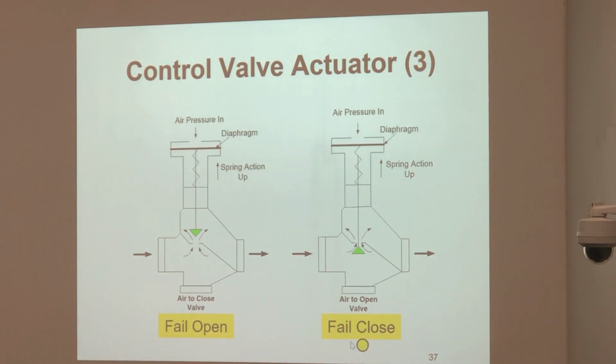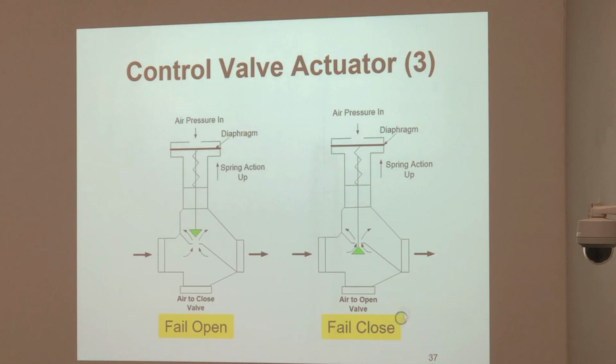The other one is fail close, which means that if the air supply to the valve suddenly stops, fails already, the valve will, because of the spring, move up and close. So I want to protect the downstream from receiving whatever fluid. I will choose fail close. The example we have in the tutorial is wastewater: when the entire plant fails, no air, then the valve should close to prevent the wastewater from going outside and polluting the environment.